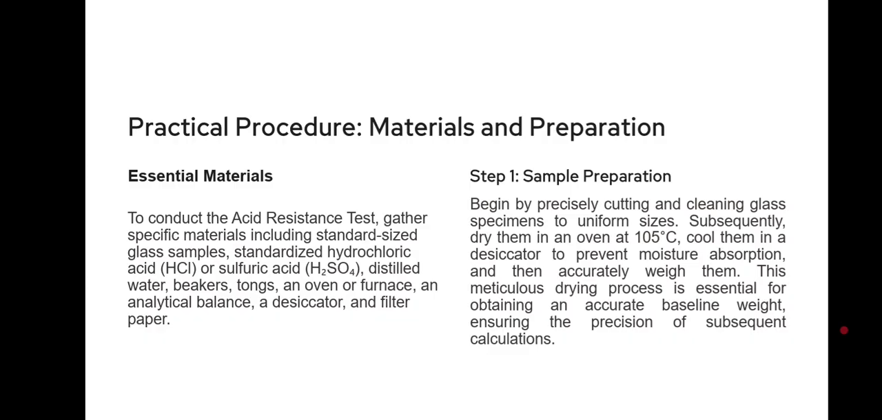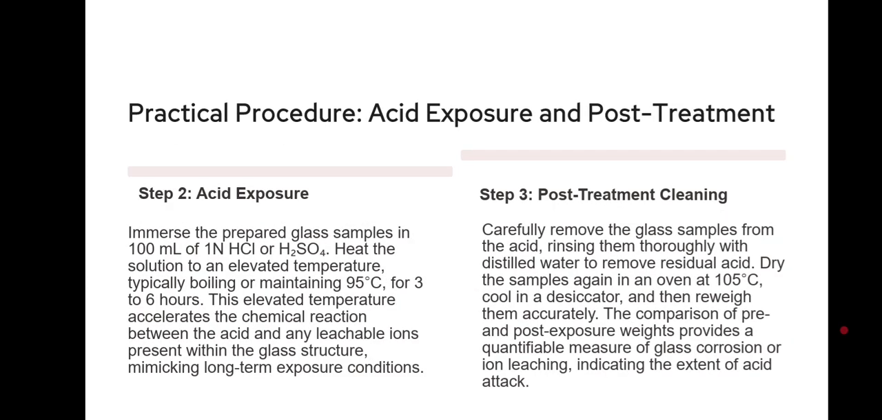Materials required for testing. To perform the acid resistance test, we need glass samples cut to standard size, 1N HCl or H2SO4 as the acid medium, a beaker and filter paper, distilled water for rinsing, an oven for drying samples, and an analytical balance for accurate weighing. Each of these materials plays an important role in ensuring the results are accurate and reproducible.